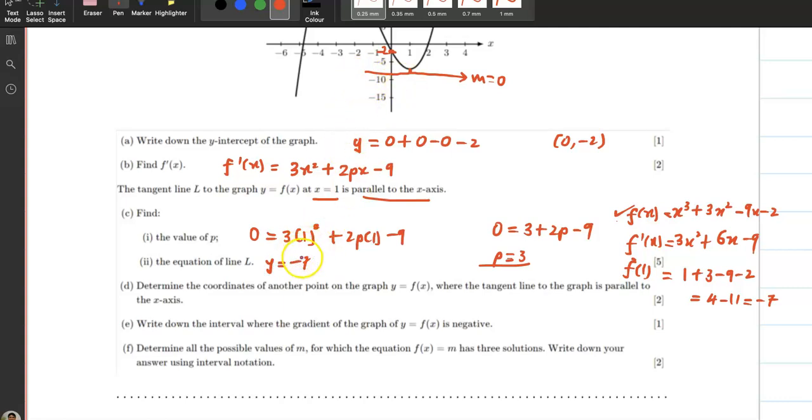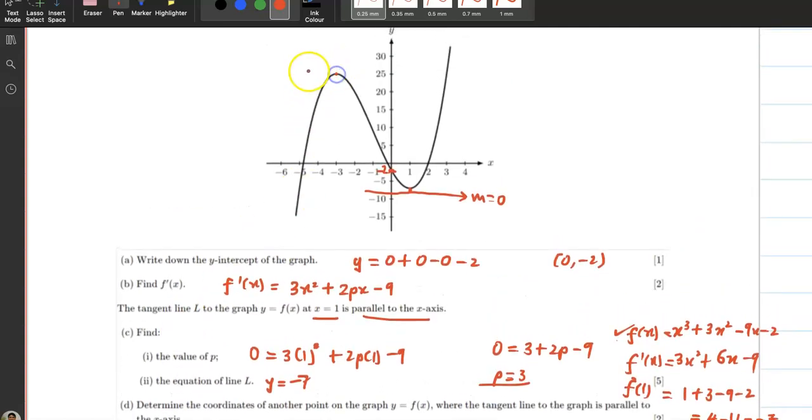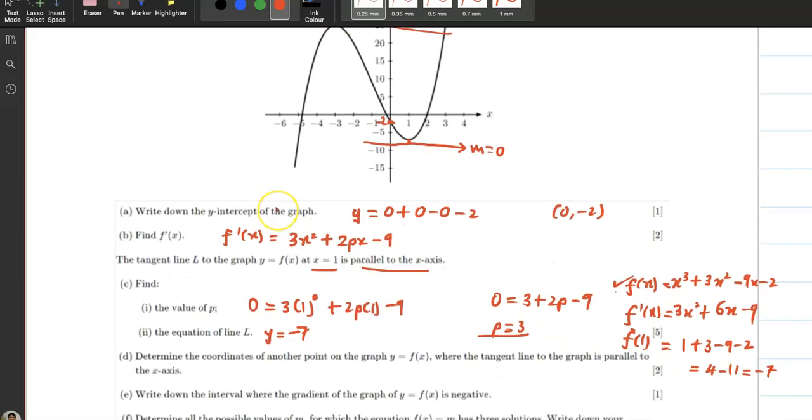Because you got a y coordinate minus 7, it's parallel. All horizontal lines will have y is equal to a constant. Yeah. So we got this. Determine the coordinates of another point where the tangent is parallel to the x-axis. Where is the tangent parallel to the x-axis? Again here. So what are the coordinates of this point? So minus 3, 25. What you do is you graph this on your calculator and find the max. We got the value of p, graph and do it, no? See that.